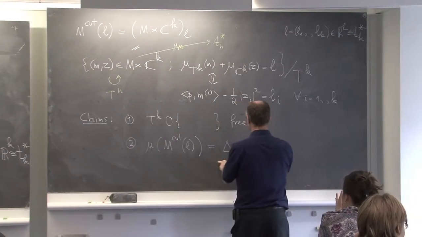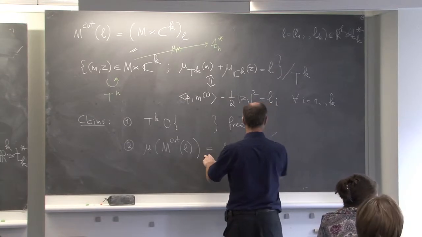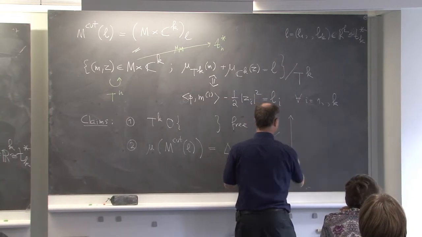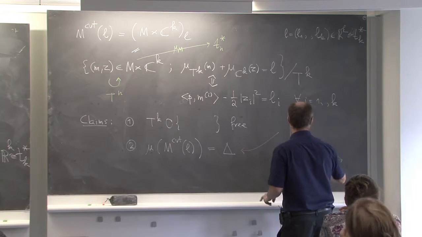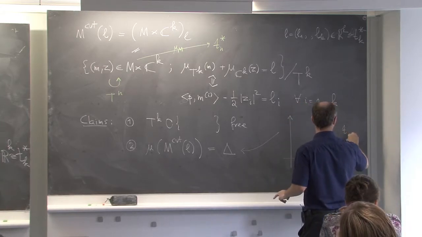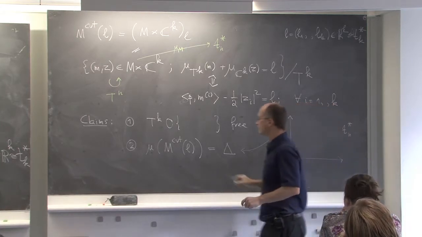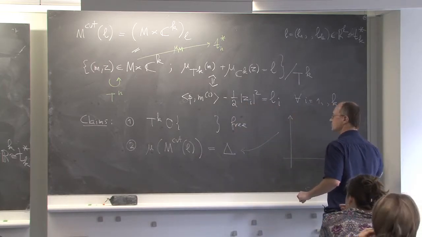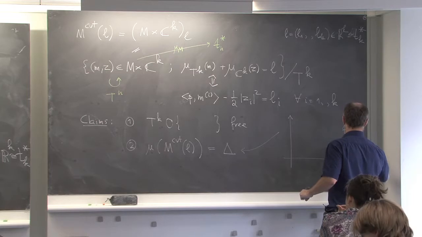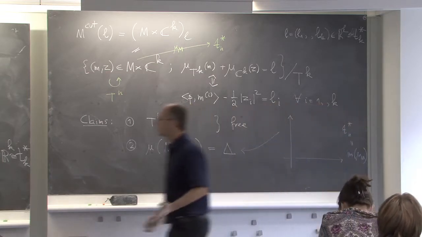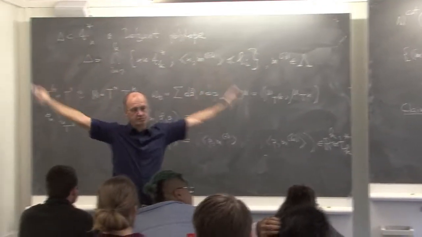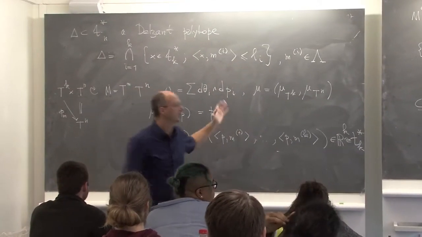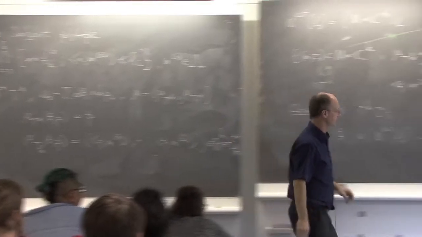So maybe let's first briefly discuss this part of the story. So this is our Tn star. Remember that was the image of the moment map mu M. The image is just the full n-dimensional space.